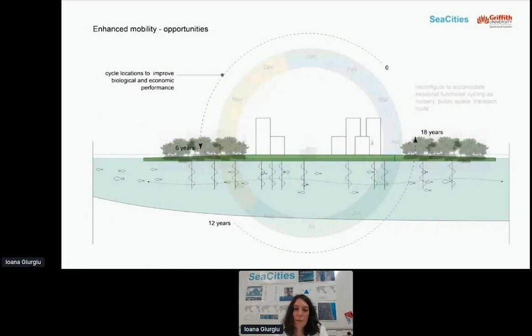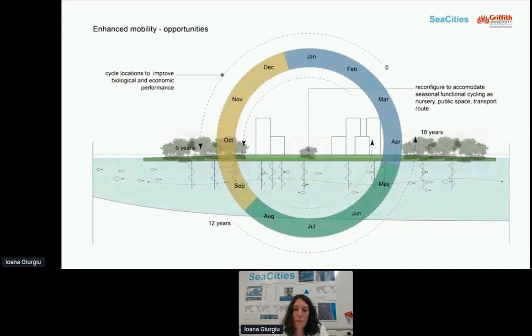Using the intrinsic flexibility of floating structures, future cities could change their location and functional zoning to allow for crop cycling. Seasonally, the floating structures could also be reconfigured to serve various functions such as crop nurseries, public spaces, breakwaves, or alternative transport routes. This would optimize spatial and functional zoning and decrease urban footprints.